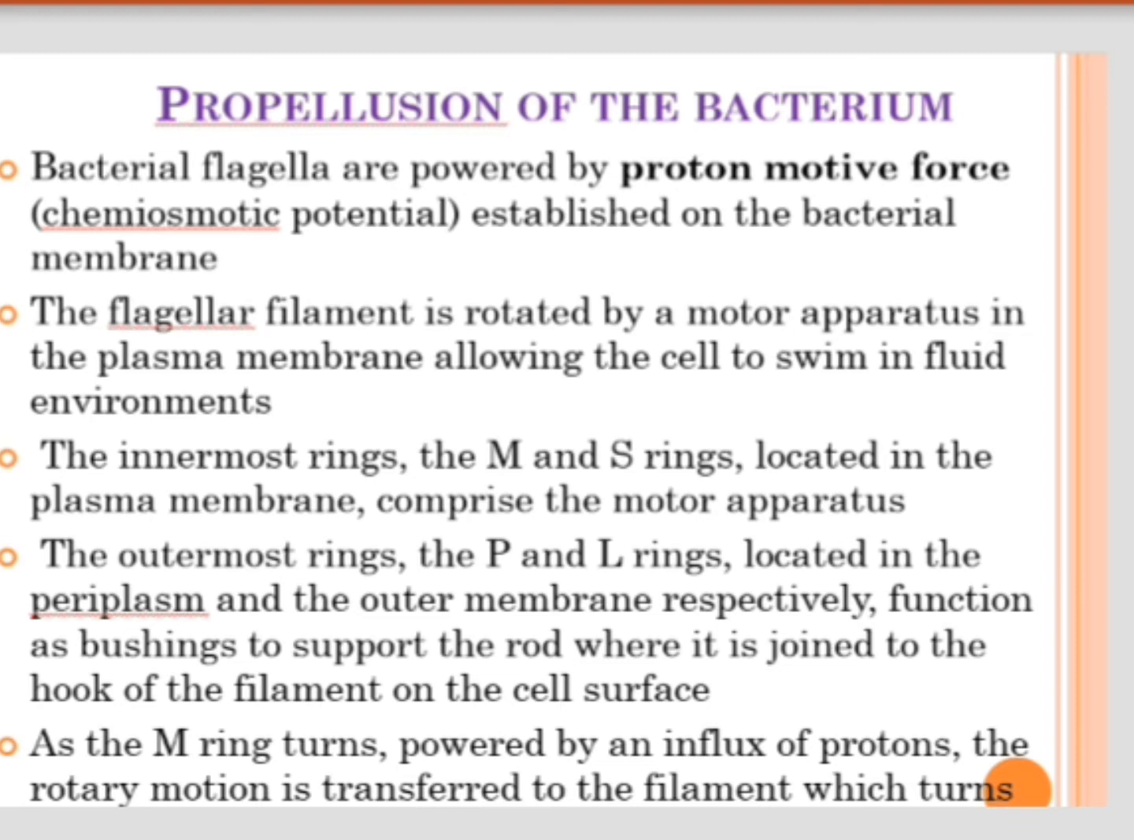So the M and S rings comprise the motor apparatus, and the P and L rings serve as the bushings to support the rod, which helps to join the filament to the basal part. So that is the hook. The P and L rings act as bushings which help to join the hook to the basal body. So these are the motor apparatus of the filament that is present in the basal body.